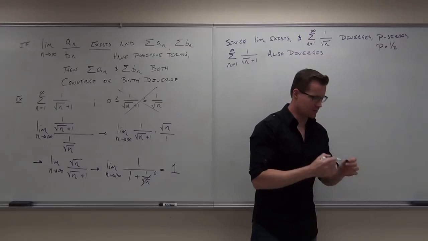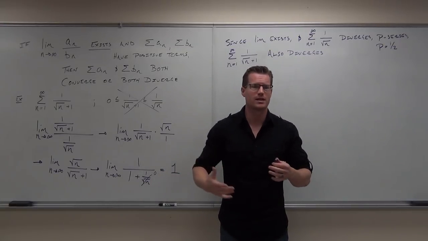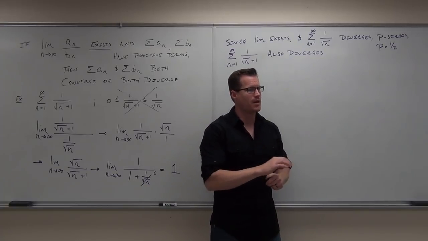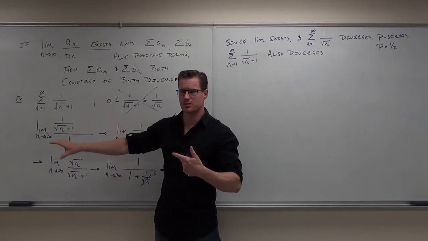It can't be "does not exist." Okay, it's got to exist to be a number. If it's 0, cool. If it's 1, cool. I don't care what it is, as long as it's a finite number. That means these are tied together, and the divergence or convergence will be the same between our two series.